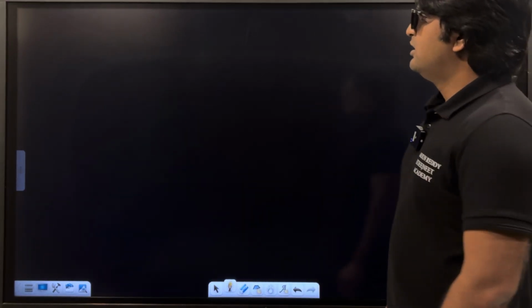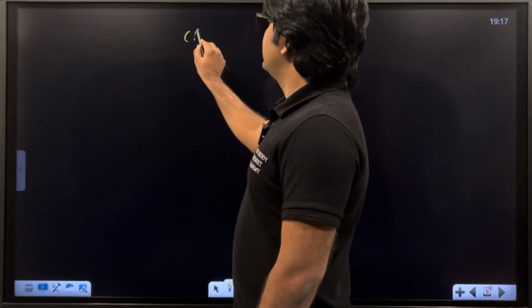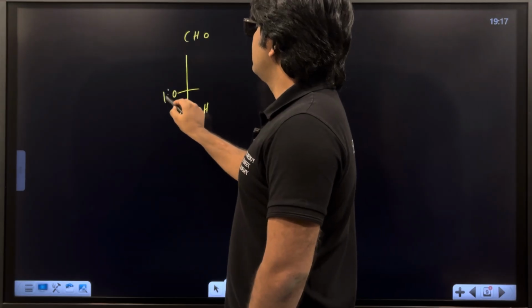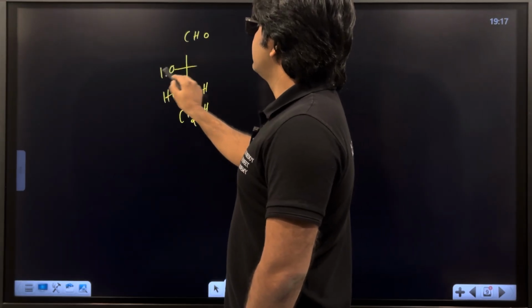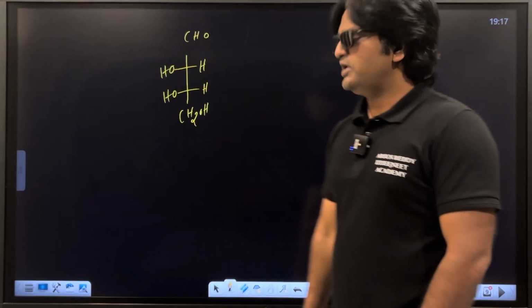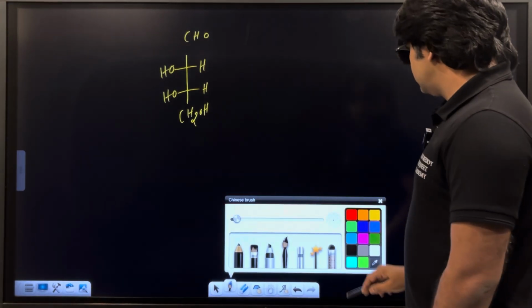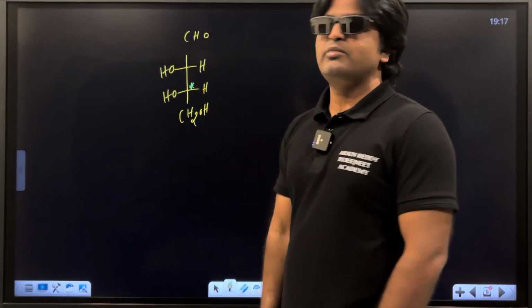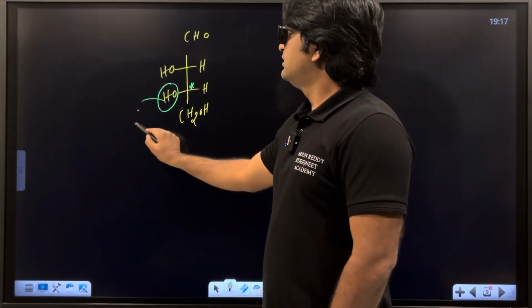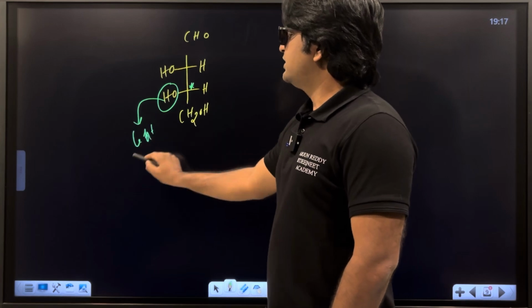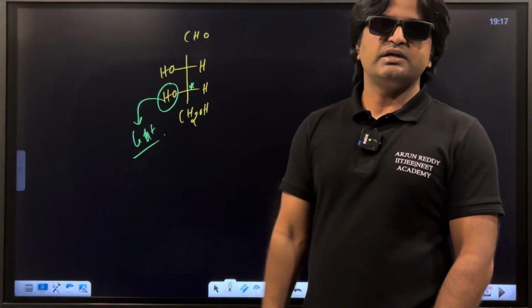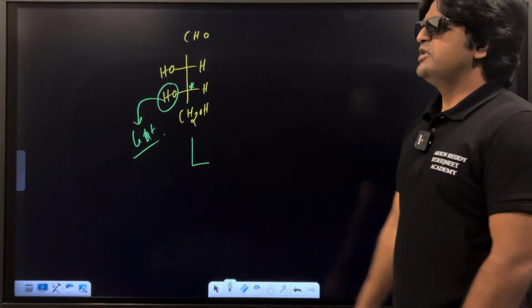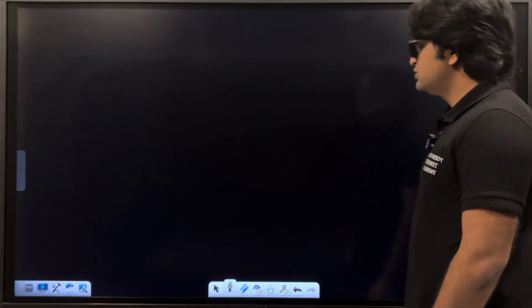Next one, for example, if a molecule is given like this: CHO, CH2OH, left side OH, right side hydrogen, left side OH, right side hydrogen. So what is the configuration? Here for giving DL configuration, same thing, just look at the bottommost carbon atom. What is the OH connectivity? OH connected left side or right side? Your OH is connected left side. Then what is the configuration? L configuration. Okay, so that is the way of giving DL configuration in sugars.